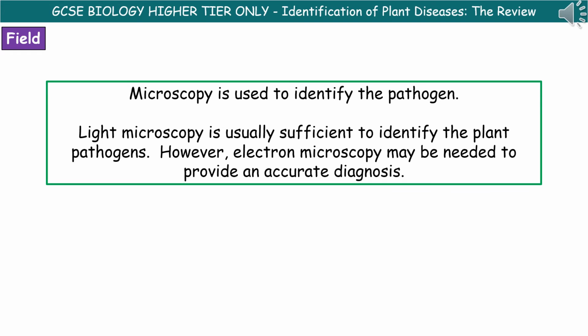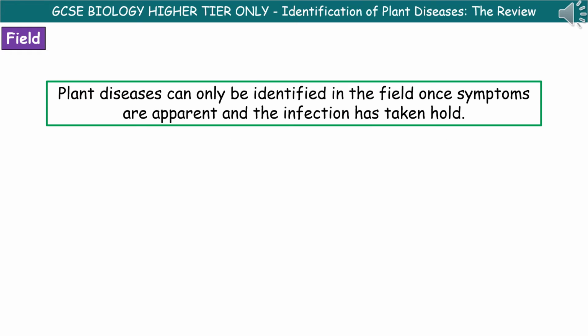Do remember obviously those differences between light and electron microscopy from B1 in terms of light microscopes being portable, taking them out, easy to use in those remote locations, whereas an electron microscope you certainly can't take into a field with you. The big downside of identifying plant diseases in the field through these techniques is that we can only really do this once the infection has taken hold and the symptoms are clear to see.